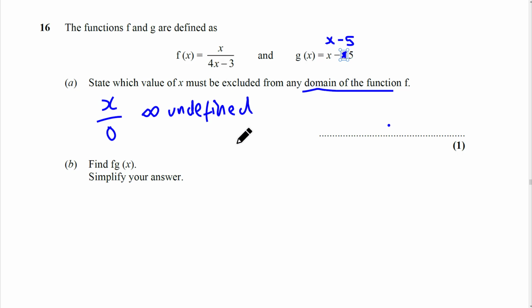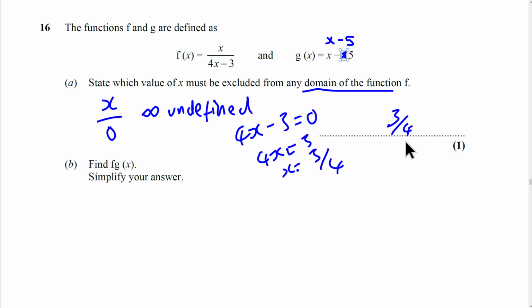So we need to solve 4x minus 3 equals 0. So that means 4x equals 3. So x equals 3 over 4. And that's the answer. When x equals 3 over 4, we're going to get 3 over 4 divided by 0. And that is it.